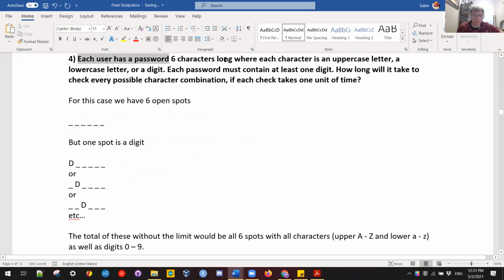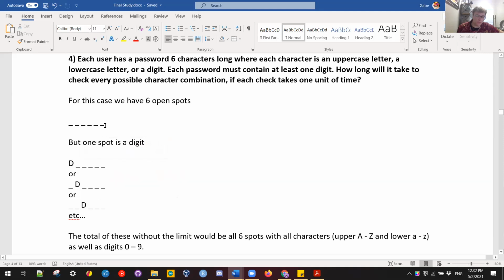This one threw me for a bit of a loop, but it made sense after I wrote it out. So this is a password, 6 characters, and each could be uppercase or lowercase, which is 26 characters each, or digits, which is 0 to 9, so 10. And then each password must contain at least 1 digit, so a digit is occupied in some space somewhere. And then how long will it take to check every possible combination with this limitation?